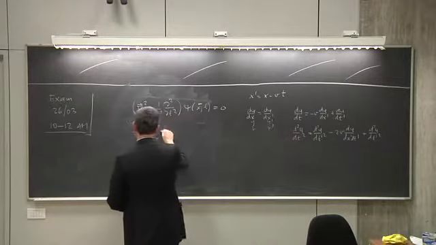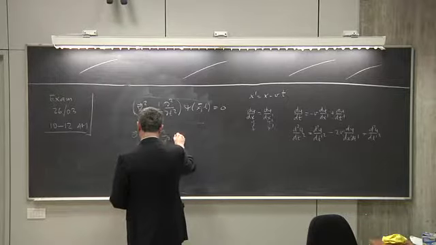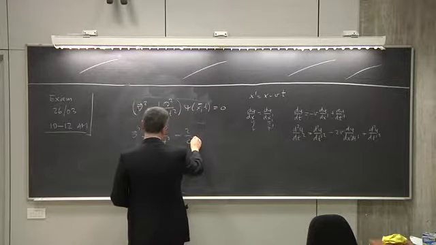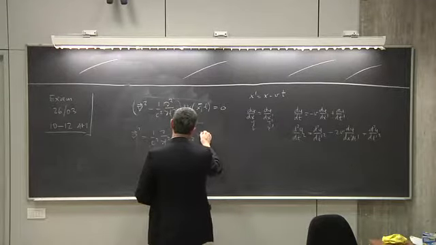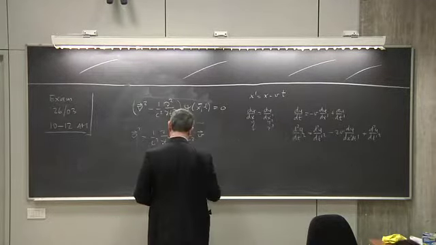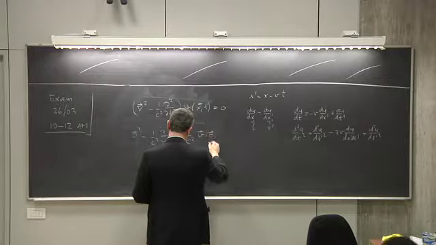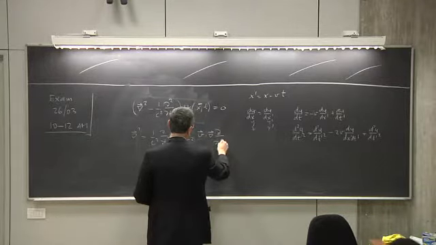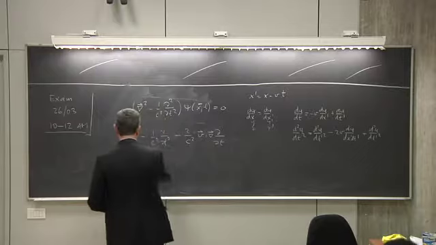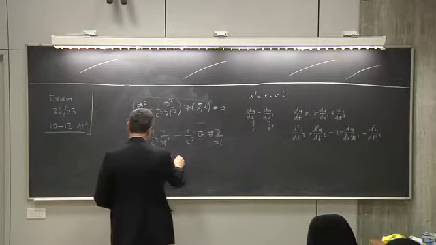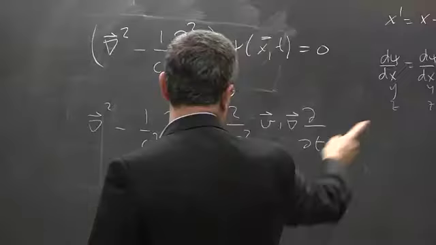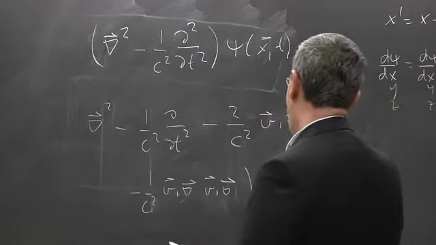So you get the 2 over c squared, the one with the v, right? So v now is a vector. This I did in one dimension. So it's a v vector, the gradient of the d dt. And then you get the v dot gradient squared, right? Acting on psi.